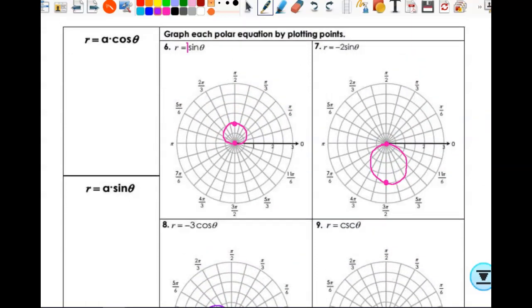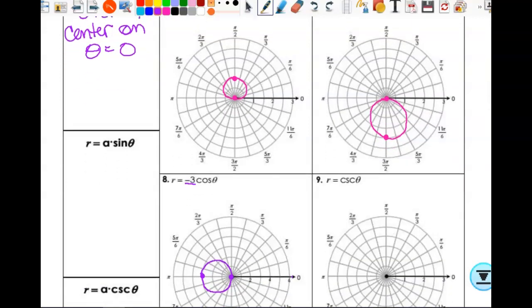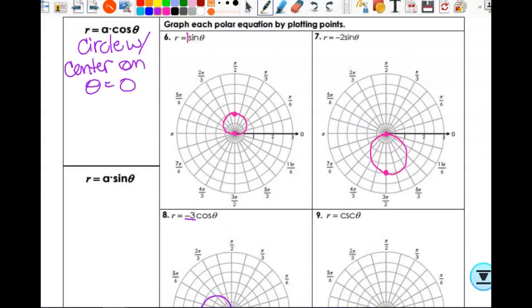All right, so if I have r equals a cosine theta, a being that leading coefficient there, this is going to be a circle with center on theta equals 0. So the center of this circle is right here. It's on theta equals 0. That's why it's like centered on it. Okay. And a is equal to the diameter.